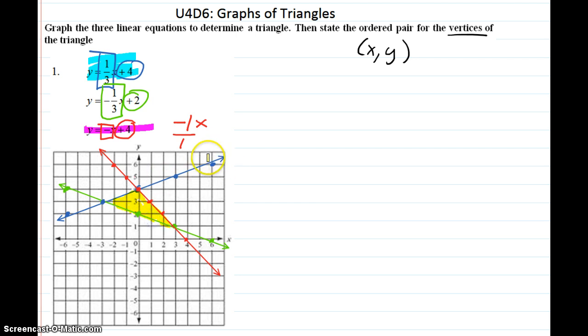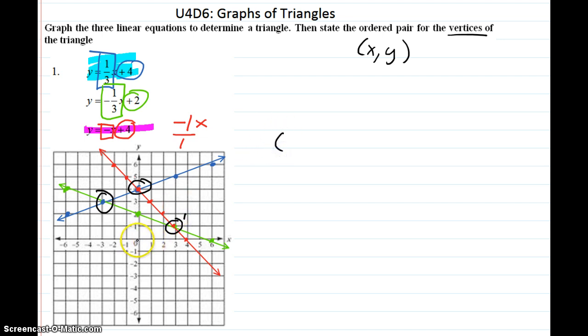Okay, so we have our three lines, they made the triangle, and so now the next thing we have to worry about is we need to find the vertices. Well, the vertices are where the lines cross. So there's one here, there's one here, and there's one here. So we're going to have three ordered pairs as our answer. So let's go ahead and do this one first.